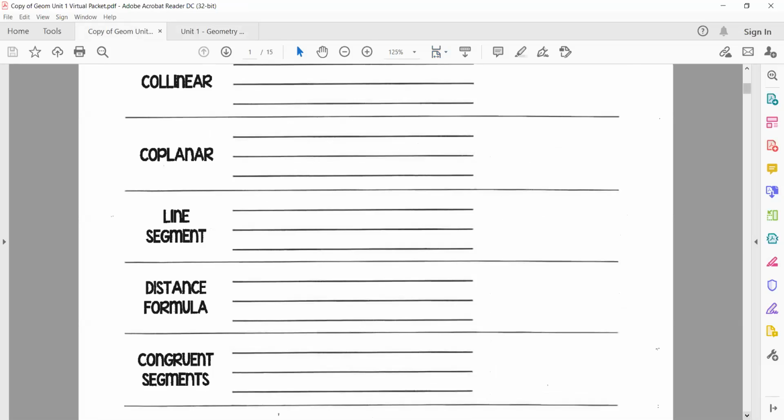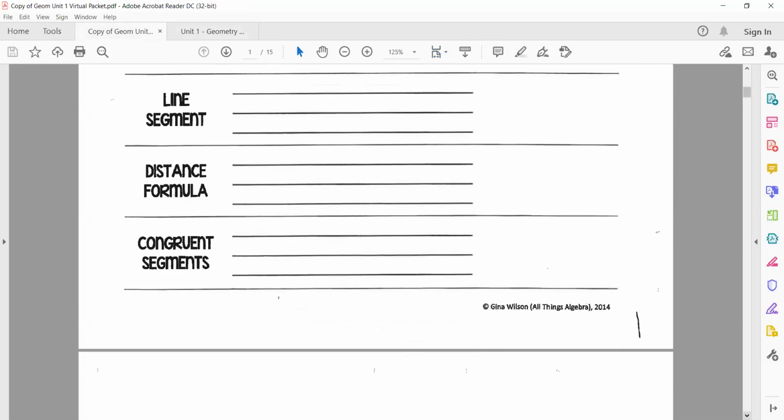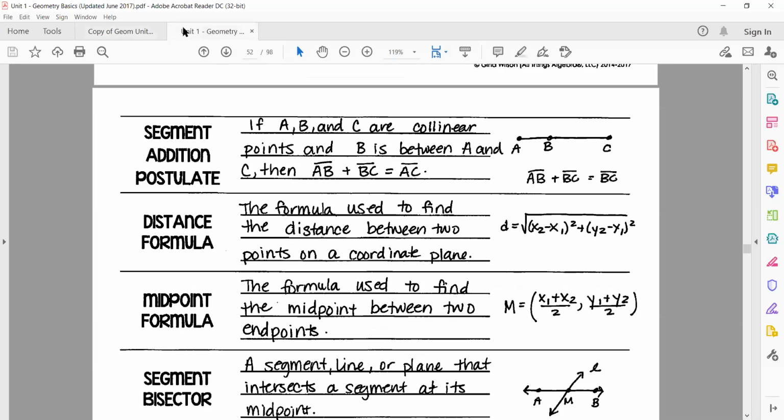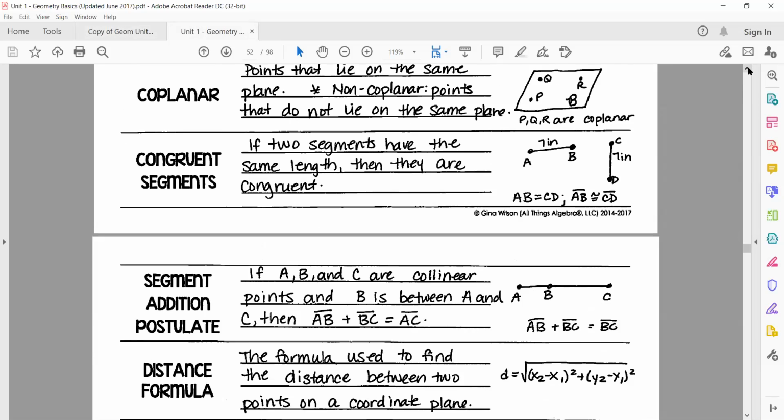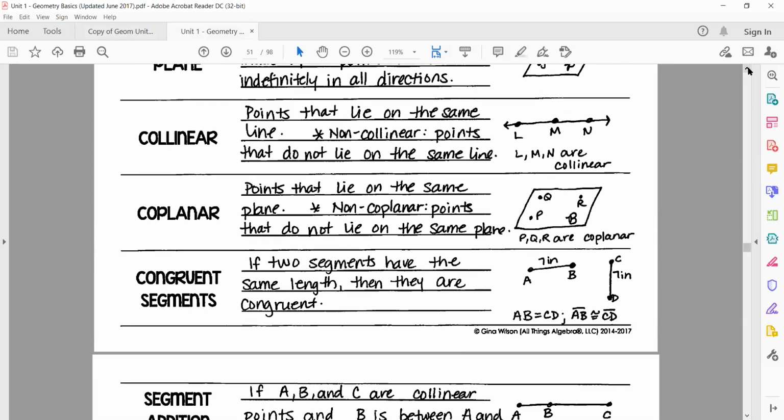All right. Congruent segments. Let's find that. There we go. Geometry, this word congruent. Congruent or congruency. See, it'll end with a CY sometimes. Congruent segment means segments are exactly the same length.